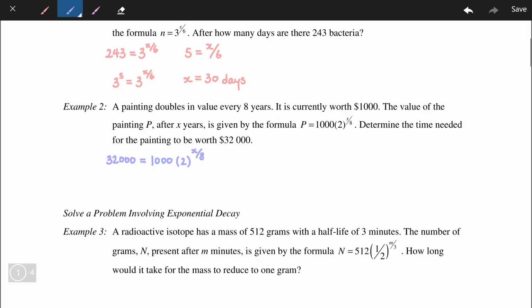Simply put, then, we can divide both sides by 1,000 first. Let's go ahead and do that. So the left-hand side simplifies to 32, and the right-hand side of the equation will now be 2 to the x over 8 power. We can then rewrite 32 as a power of 2, so this will be 2 to the 5th power, and that's equal to x over 8. So simply then we have 5 on the left-hand side, x over 8 on the right-hand side, and finally x is equal to 40 years.